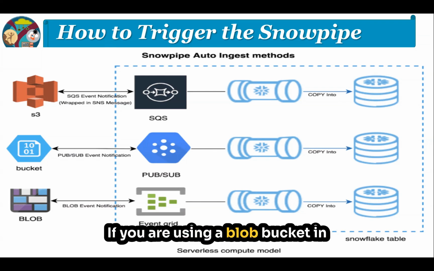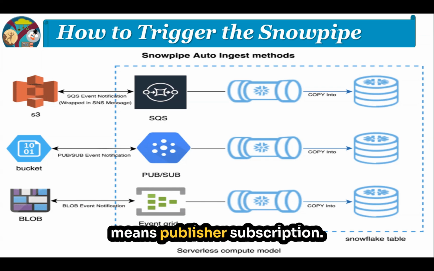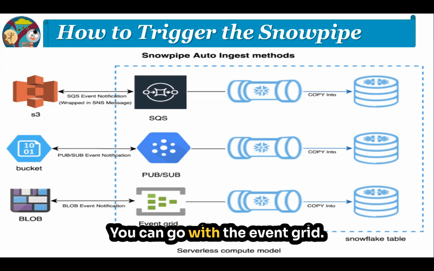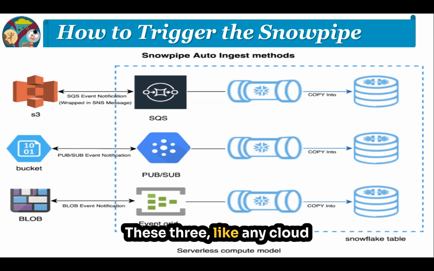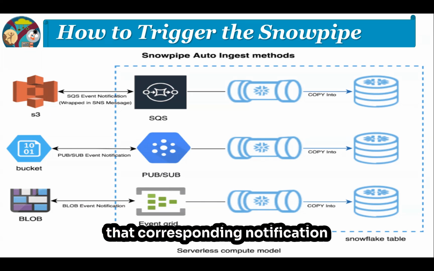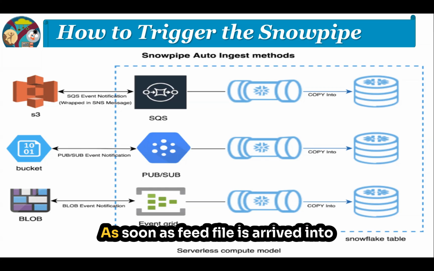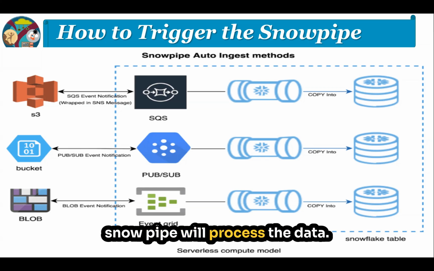If you are using a blob bucket in Azure, you are going to use a pub/sub, meaning publisher-subscription, so you can read the data. Now if you are going to GCP, Google Cloud Platform, you can go with the event grid. So for any cloud platform, you use the corresponding notification service for that cloud platform, and you inform the Snowpipe. We have already mentioned that as soon as the feed file arrives in that particular stage, the Snowpipe will automatically process the data.